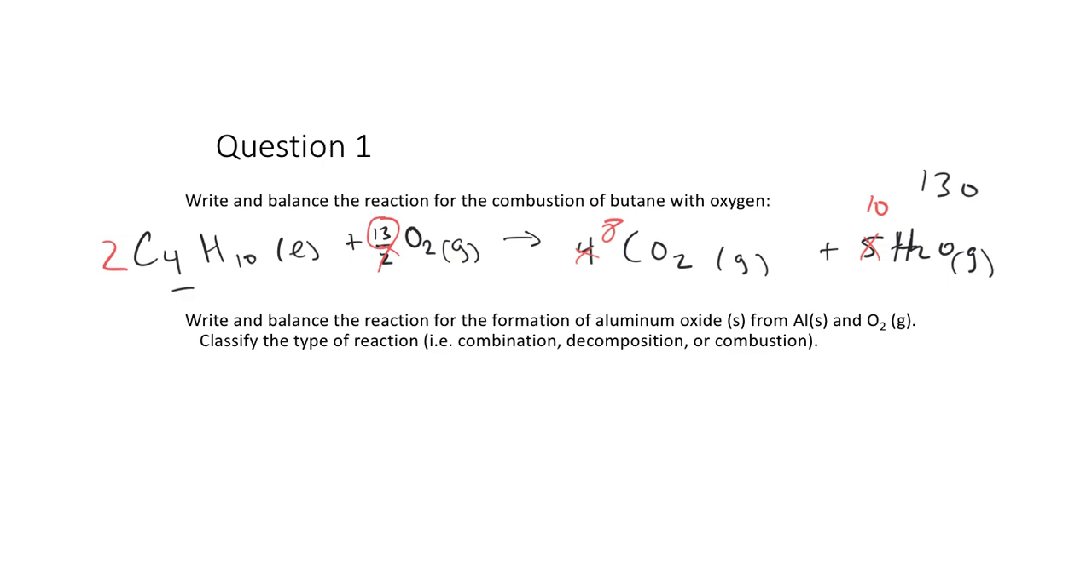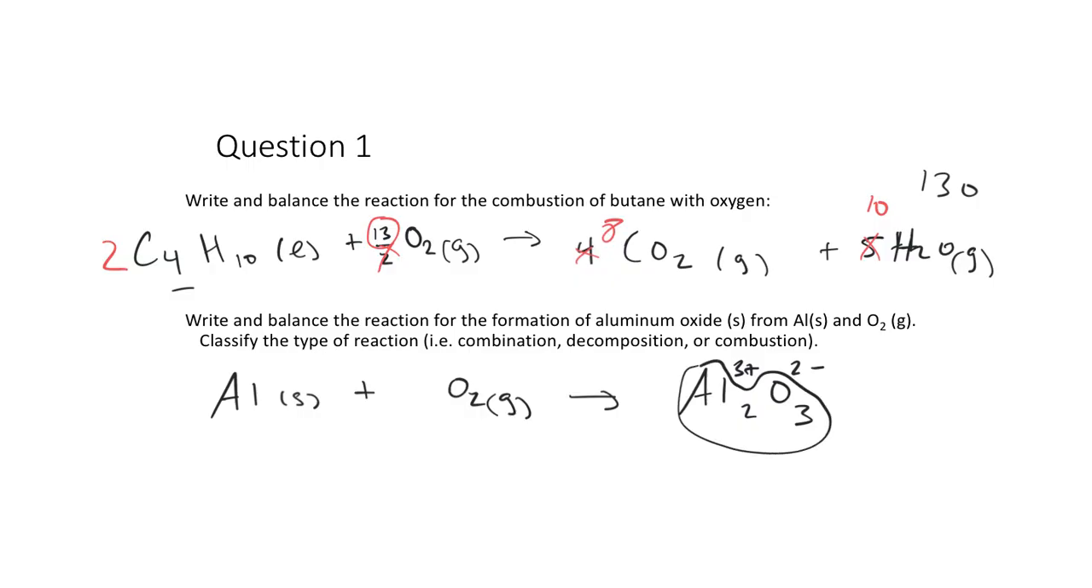The second part says to balance the reaction for the formation of aluminum oxide from aluminum and O2, and classify the type of reaction here. So we're producing aluminum oxide from the reaction of aluminum solid plus O2 gas. We're going to produce that common ionic compound, Al3+ and O2-, so we get Al2O3 as the product in the reaction. I'm just writing out the actual formula of the product.